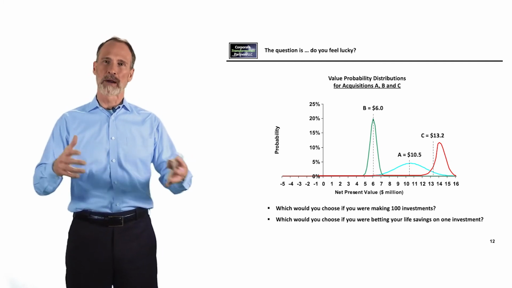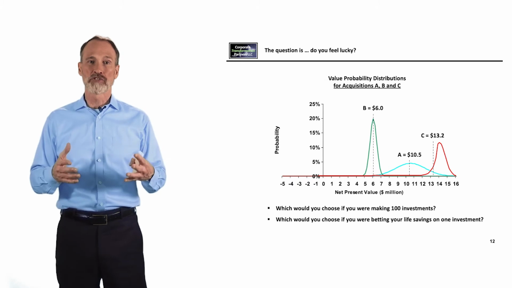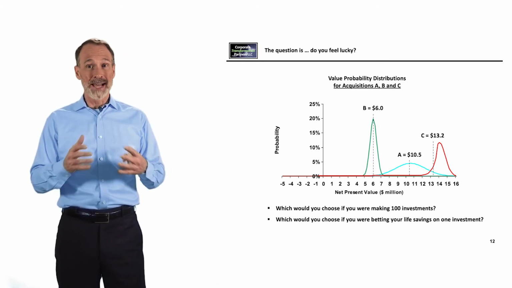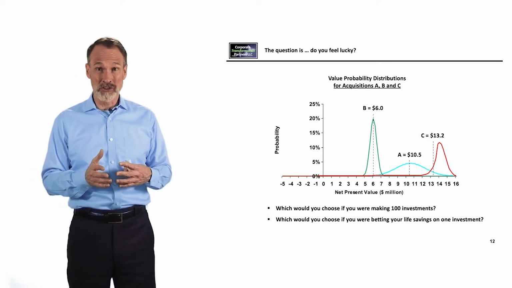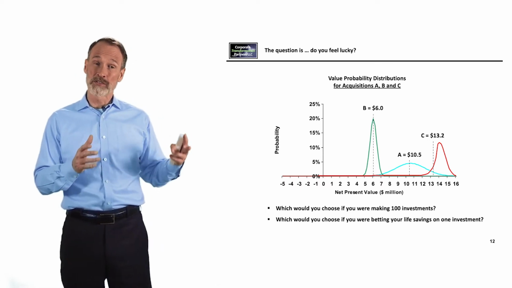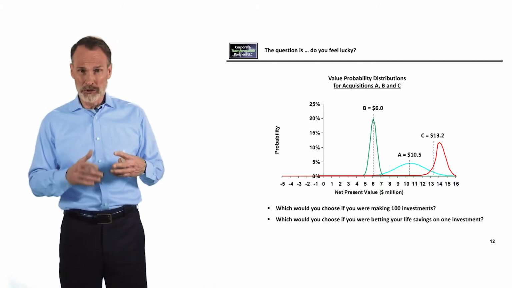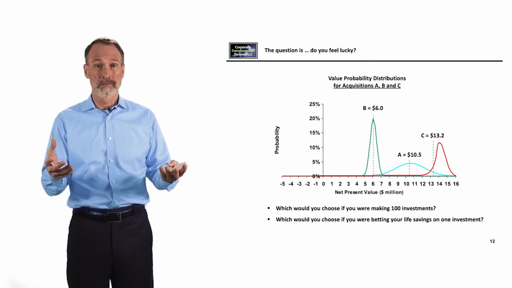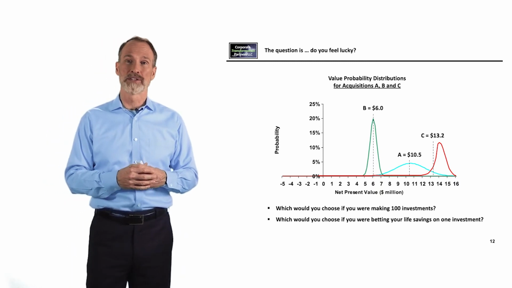And that's what value probability distributions do. They show you, in this case, that investment C, well, if you're going to dive into that pool, there's a heck of a shallow end, right? And there's a distinct possibility that you could end up breaking your neck. It's a low probability, but it's there, right? And you might want to know that before you dive in.